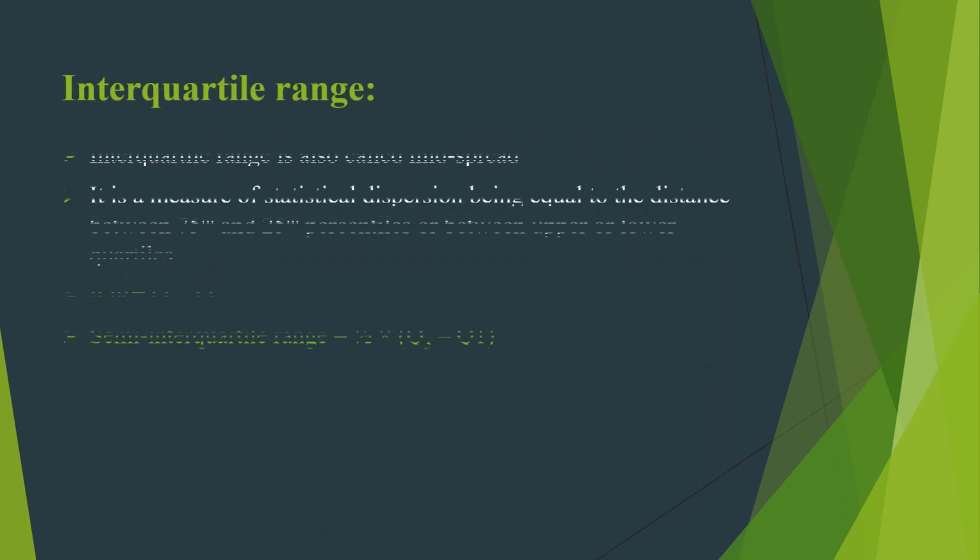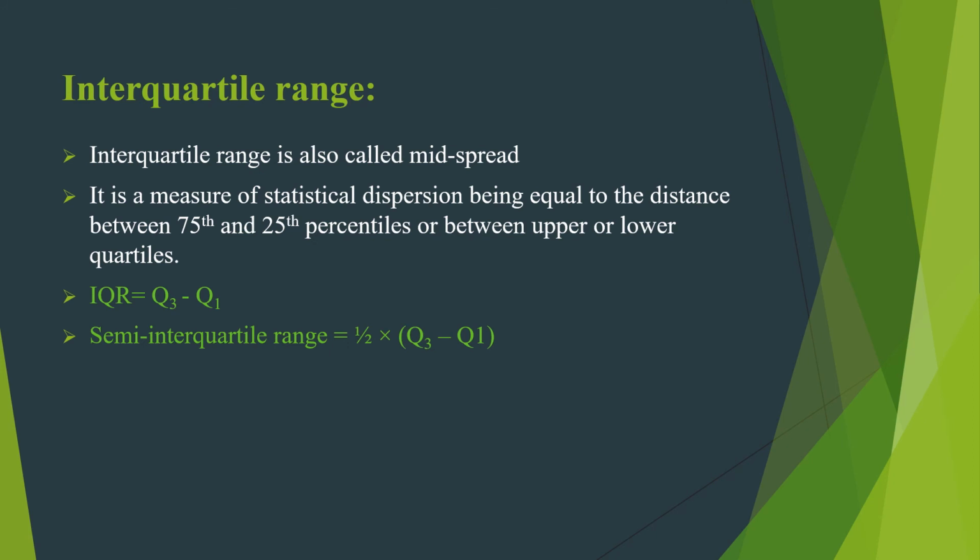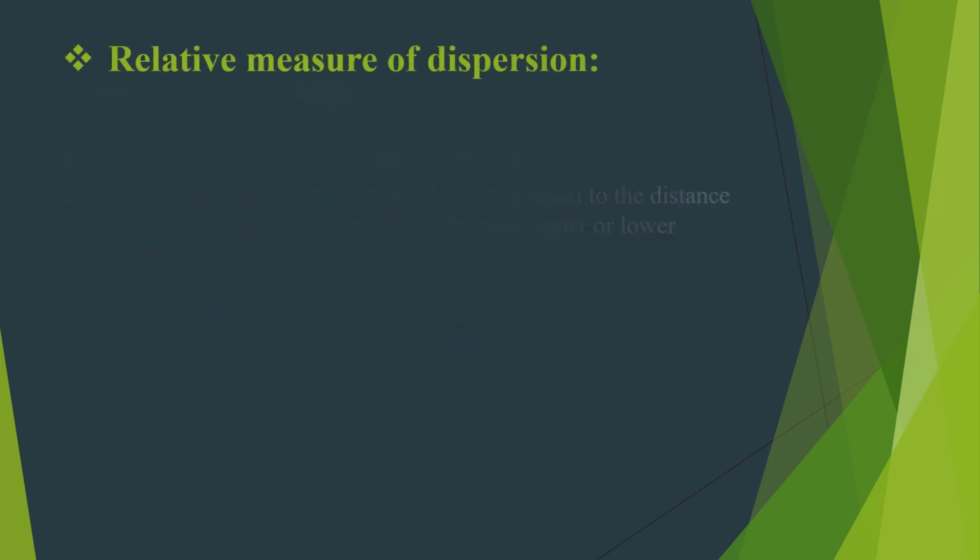Interquartile range is also called mid-spread. It is a measure of statistical dispersion equal to the distance between the 75th and 25th percentiles, that is, between the upper and lower quartiles. There's a formula for the interquartile range. Semi-quartile range is 1 by 2 multiplied by Q3 minus Q1.